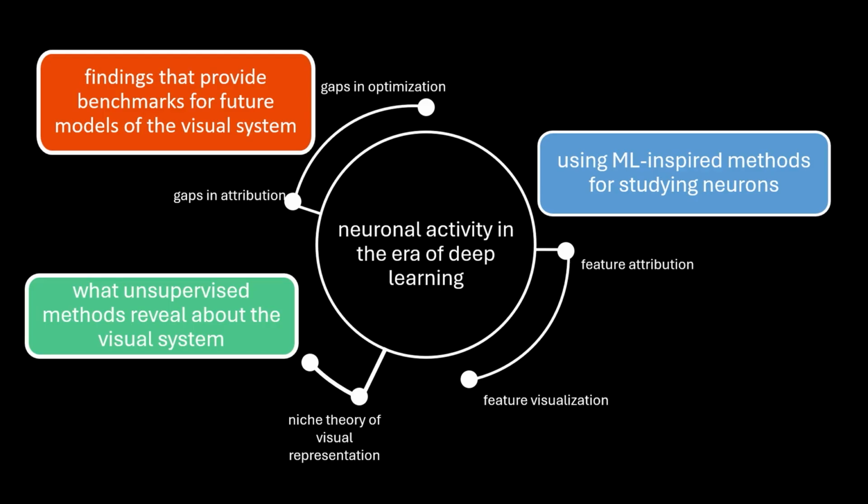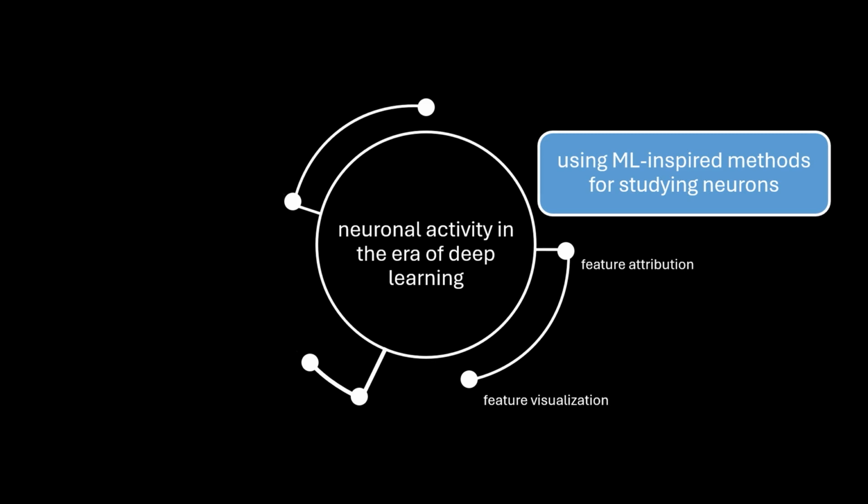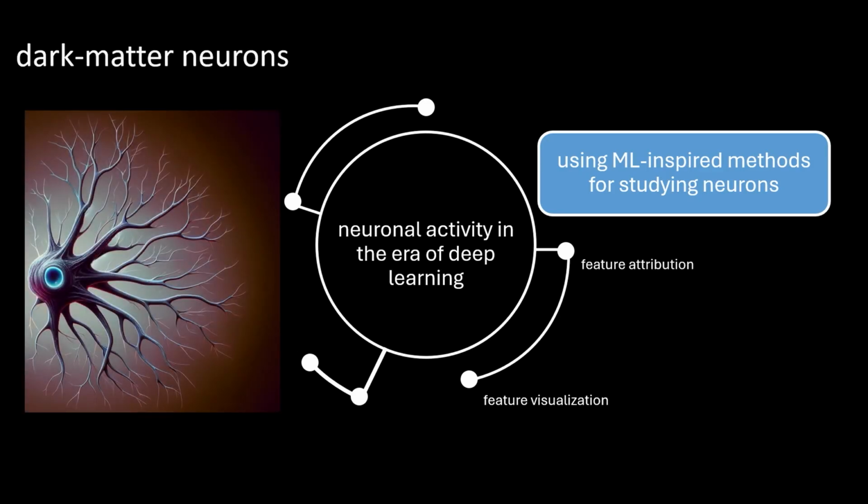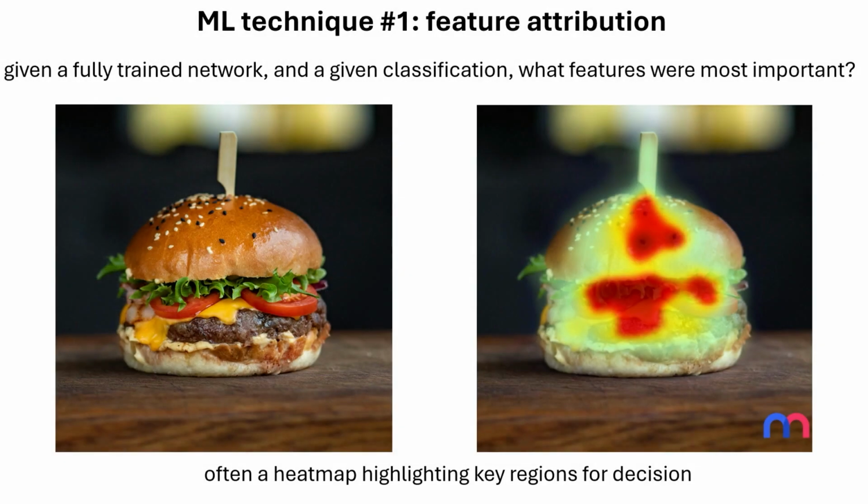And then, in the spirit of this session, I'm also going to highlight some specific benchmarks that might be useful when trying to find models that align better with the visual system. So let's start with feature attribution. So remember, the goal here is we're trying to understand these dark matter neurons, which I think constitute the majority of visual neurons in the primate brain. And one technique that we've found to be quite useful is that of feature attribution. So this is from machine learning.